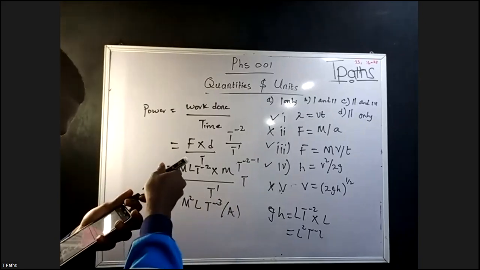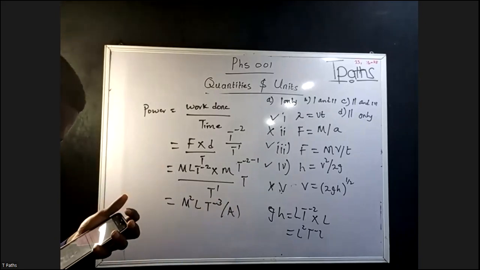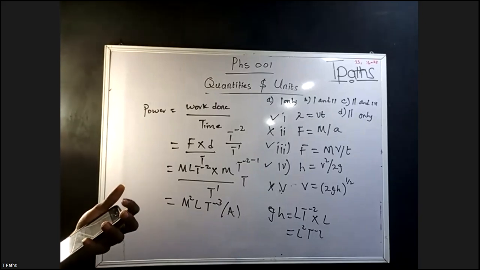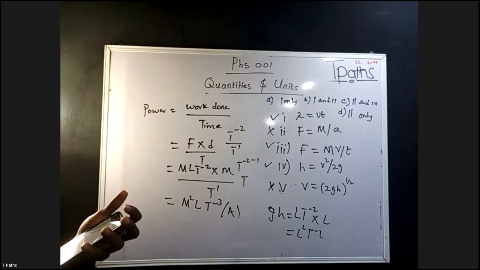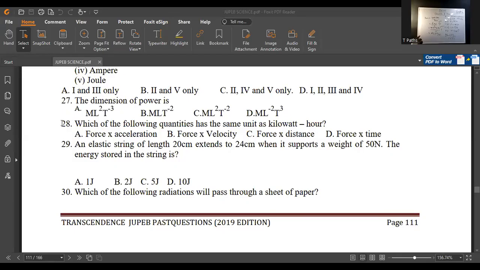Also, I'm going to be treating question number 28. We say, which of the following quantities has the same units as kilowatts per hour? Let's look at the options given to us so that we'll be able to answer the question. The first option given here is force. Option A is force times acceleration. Let's see whether it's kilowatts per hour.